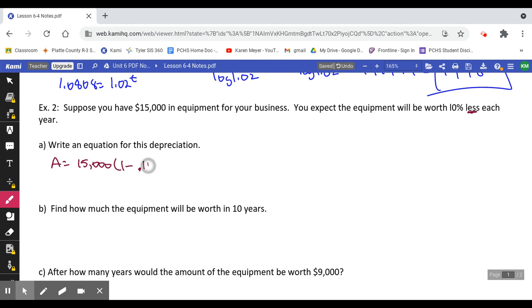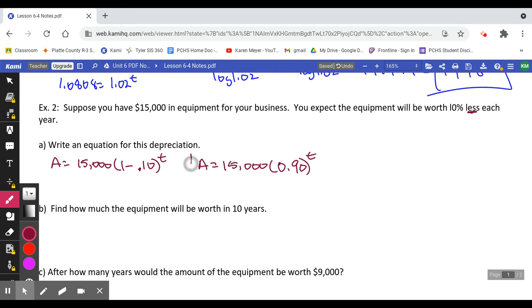10% as a decimal is 0.10, raised to the t. So if I simplify that down, A equals 15,000, parentheses 0.9 raised to the t. Boom.